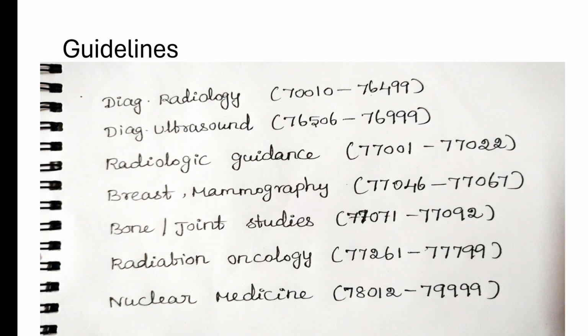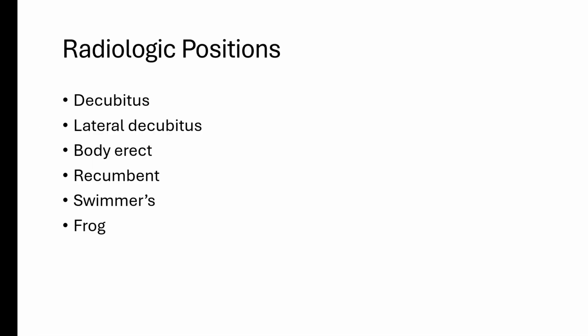And finally our nuclear medicine code ranges from 78012 to 79999. So that's all about the radiology code categories. Before entering into the radiology guidelines, we should know some positions and projections related to radiology.